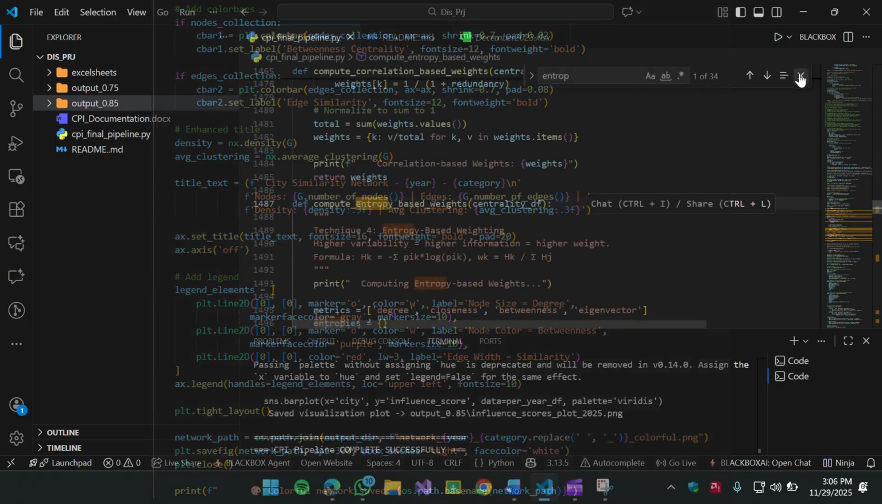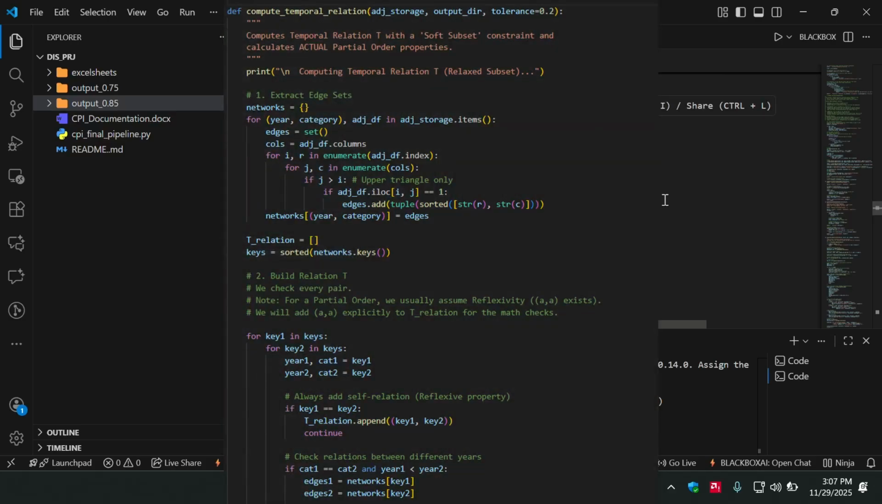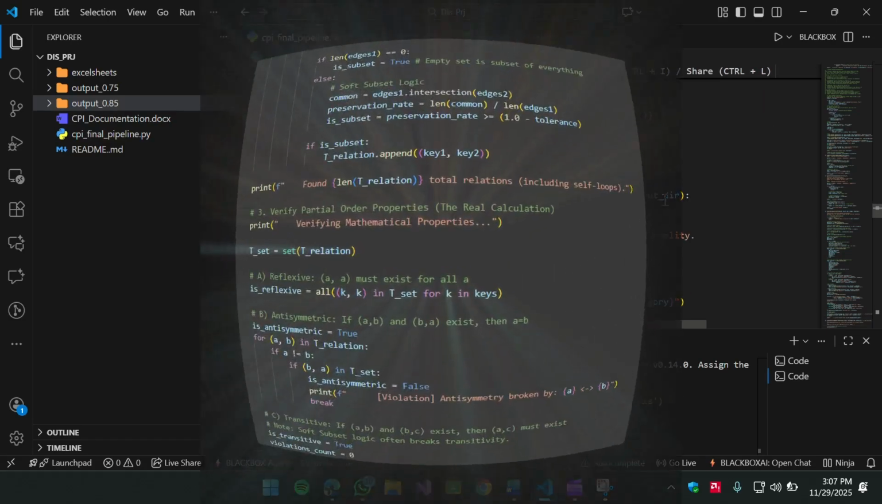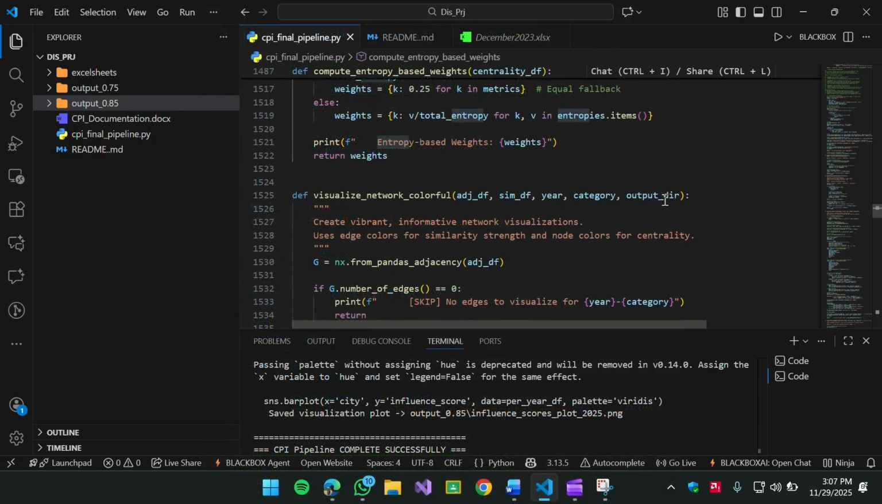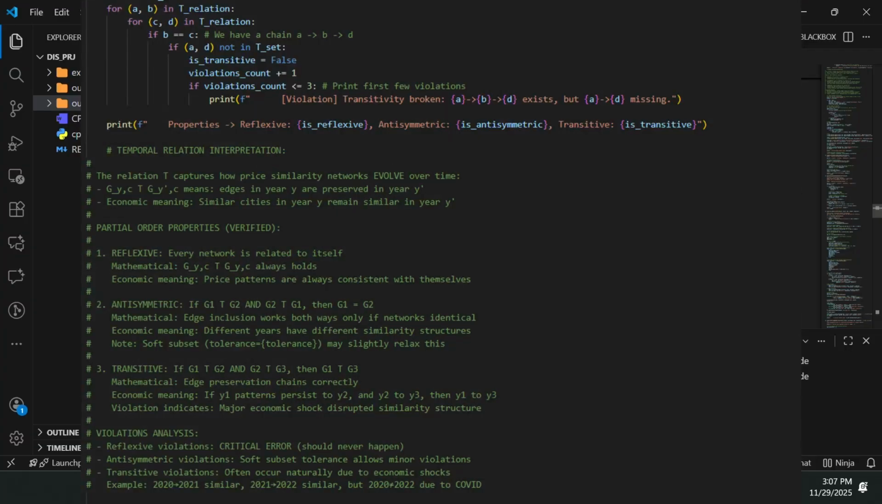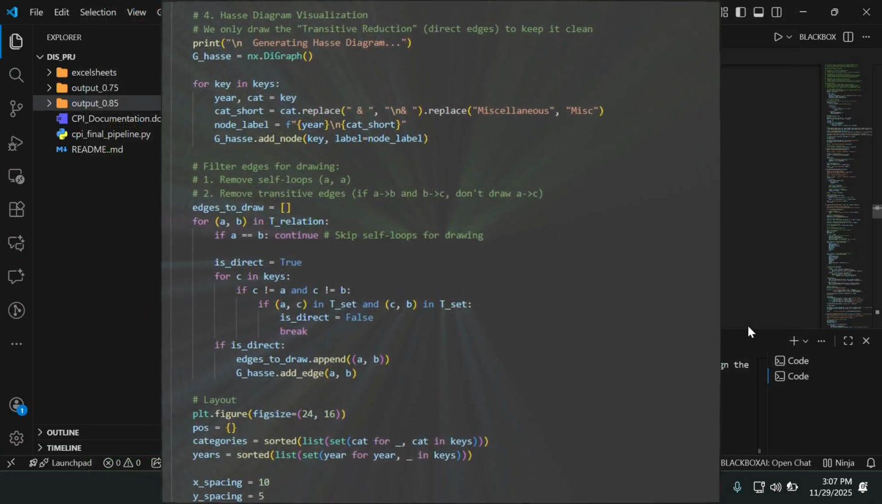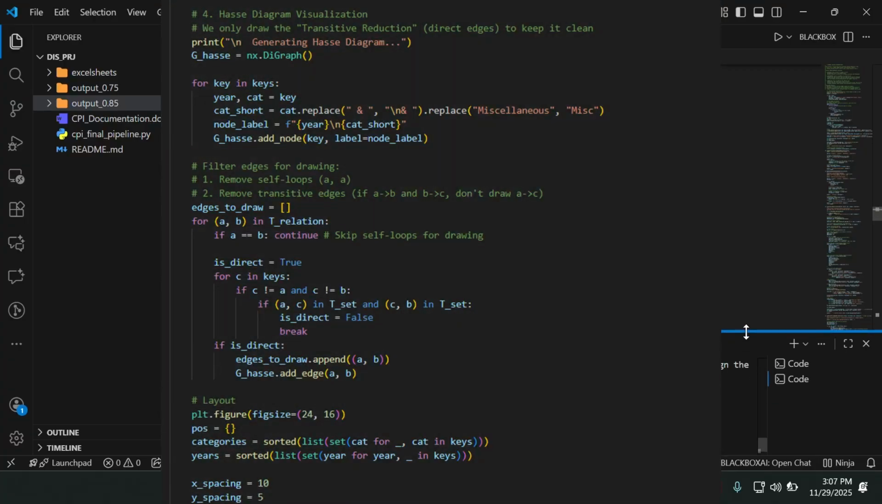Let's talk about the temporal relations. We also looked at time and created the temporal relations for the years 2023, 2024 and 2025. Let's move towards the Hasse diagram. We also generated a Hasse diagram to visualize the partial orders.